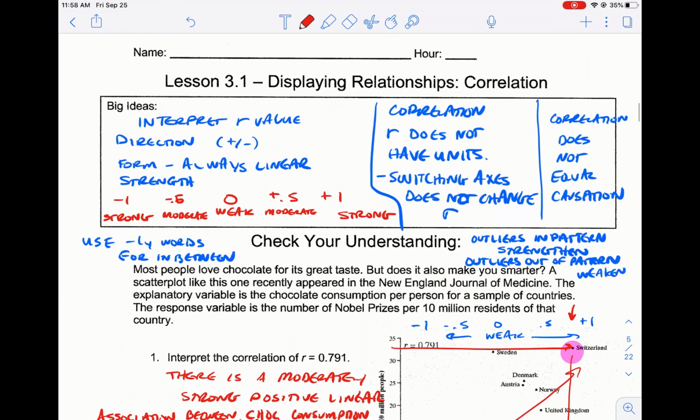All right, guys, so that's the basics of displaying relationships and talking about correlation in R values.